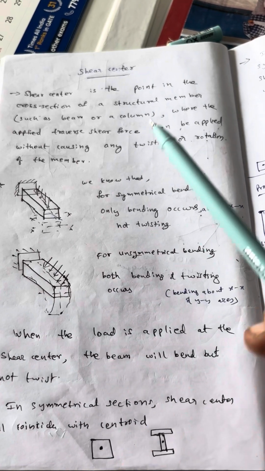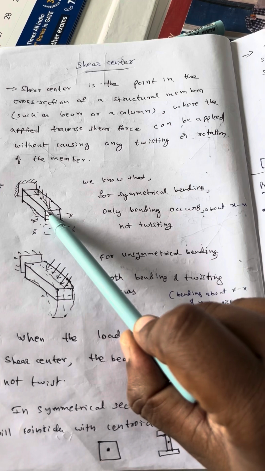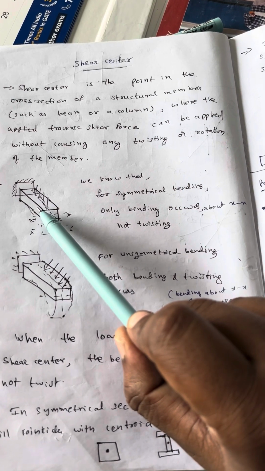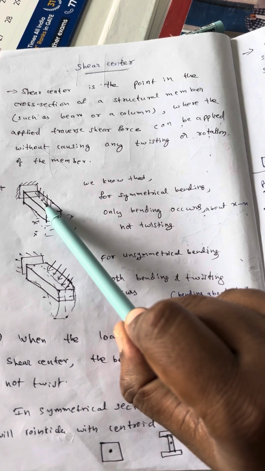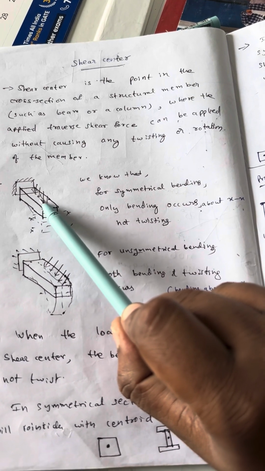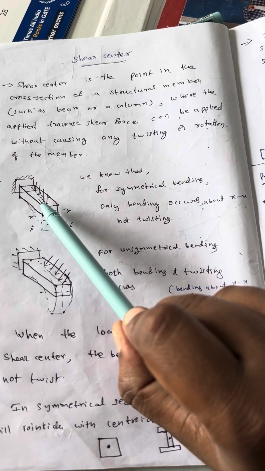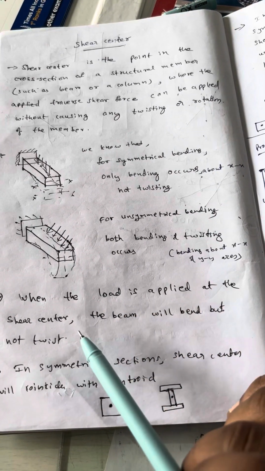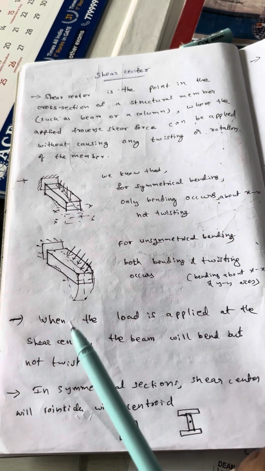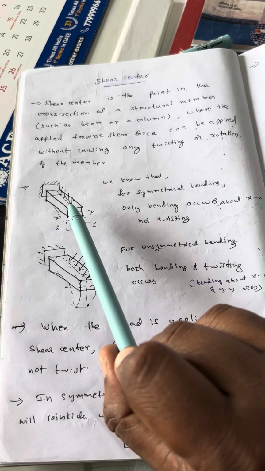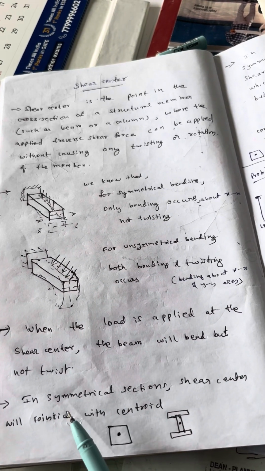Now, what does shear center mean? It is a point on a member where the shear force can be applied without any twisting. If we apply any shear force there, there will be no twisting or rotation, only bending. So when the load is applied at the shear center, the beam will bend but not twist.